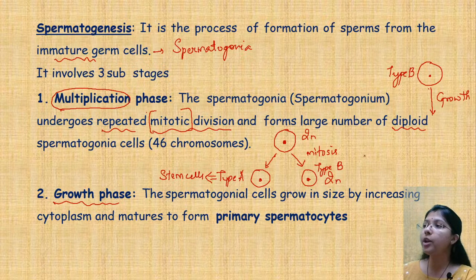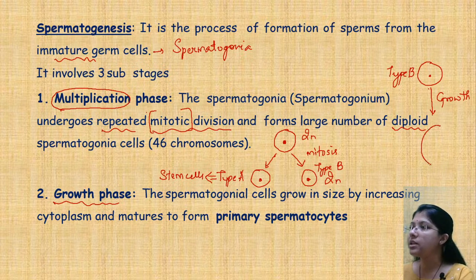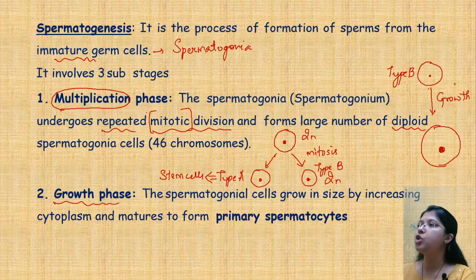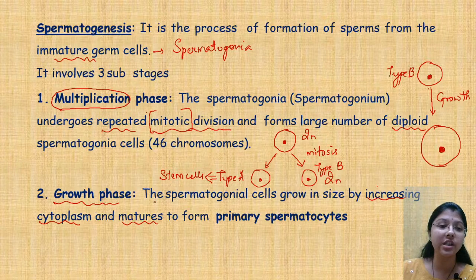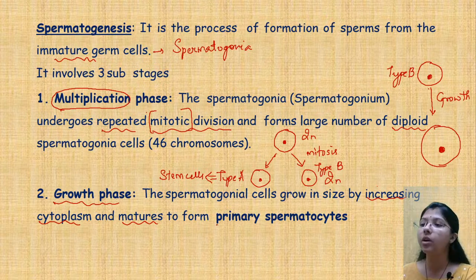Okay, so in the growth phase, what is going to happen? These spermatogonial cells are going to increase in size. So if I say that this is the original size of the type B cell, then they are going to increase in size. How are they going to increase in size? By increasing the cytoplasm. And while they are increasing in size, they also get mature. Okay, and after this process, when the maturation in the growth phase is completed, these spermatogonia cells will divide further to form the primary spermatocytes. That will be the part of the maturation phase.